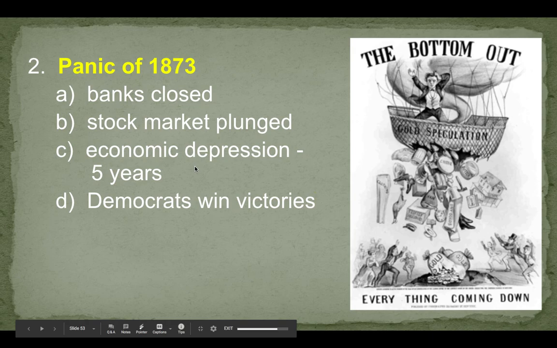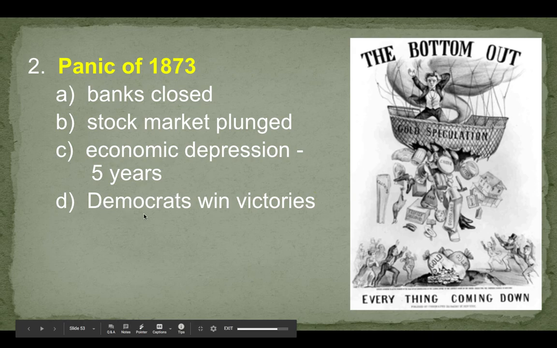But the worst economic depression in our history was in the 1930s, which we should hopefully be able to get to by the end of the year. We'll see. So we've had other economic depressions. Most of the time they last for a couple of years. A 5-year depression is really pretty long.